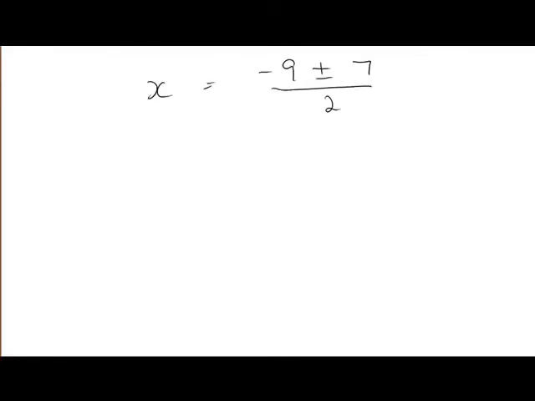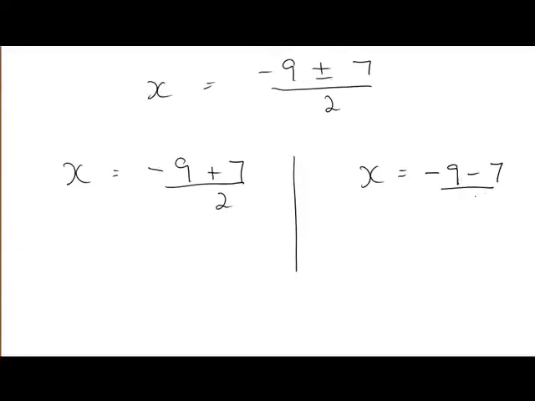Once you've figured out the square root, next you break up the sum we have into two parts. The reason for this is the plus or minus sign here in the middle. So the first part will go minus 9 plus 7 all over 2, and the second part will be minus 9 minus 7 all over 2. So because of the plus or minus sign here, we had to break it up into two parts.